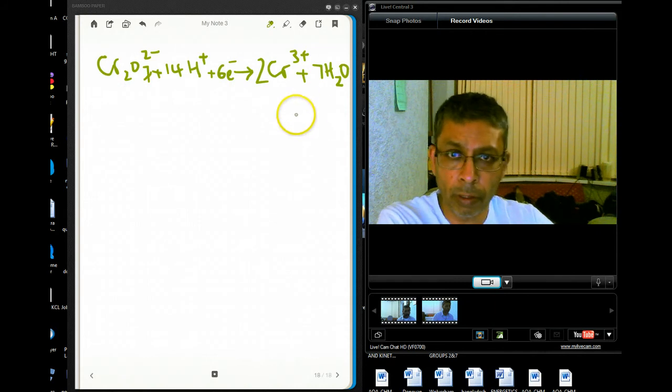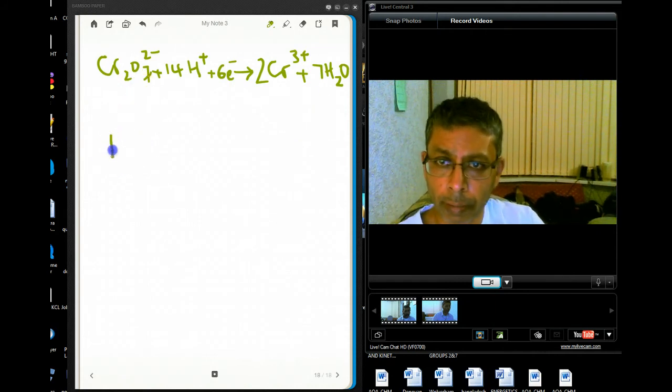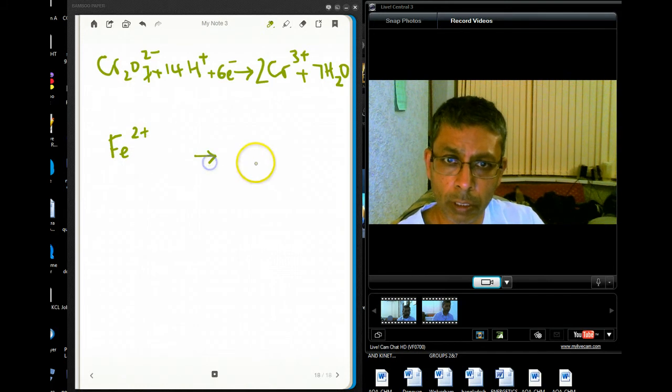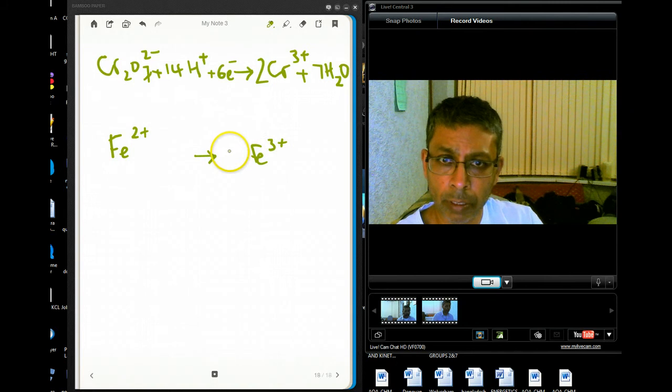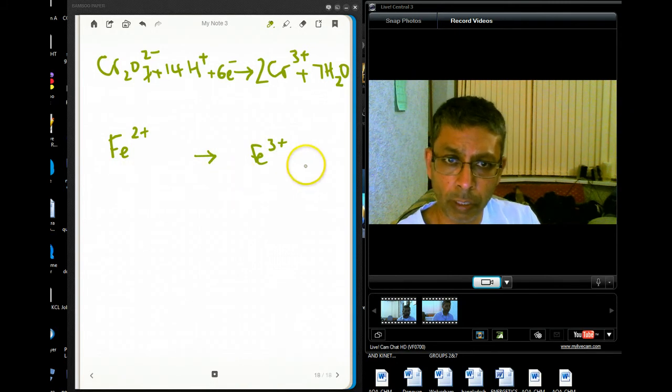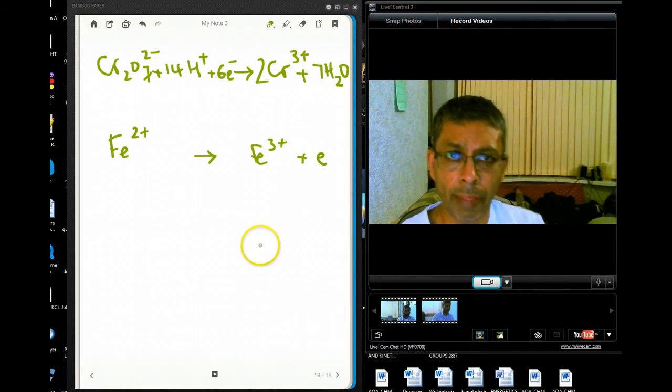Okay, and the other one, a little bit easier. Fe2 plus gets oxidized to Fe3 plus. Balance that. Elements are already balanced. Charges now 2 plus on the left, 3 plus on the right. So I need to add 1 negative charge on the right, and that is now balanced.